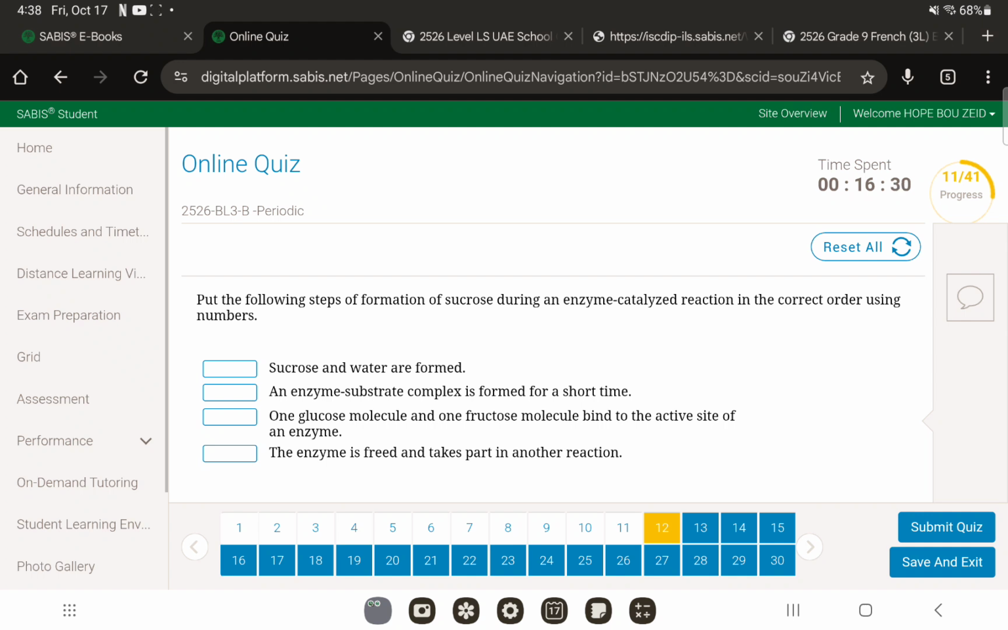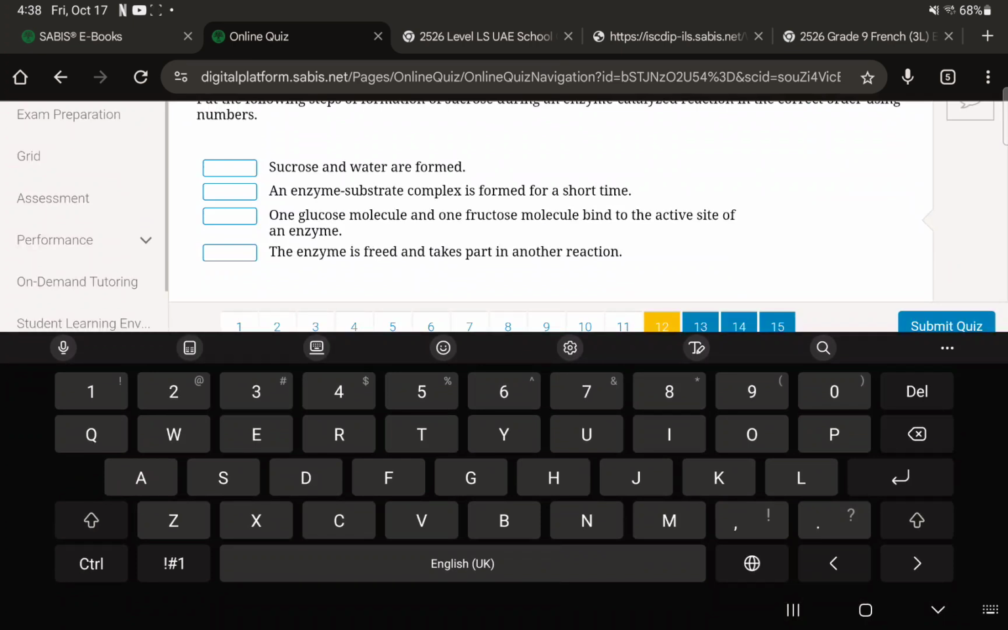Put the following steps of formation of sucrose during an enzyme catalyzed reaction in the correct order using numbers. So the first step of enzyme catalyzed reactions would be the substrate, which in this example would be one glucose molecule and one fructose molecule, binding to the enzyme or the active site of the enzyme in general.